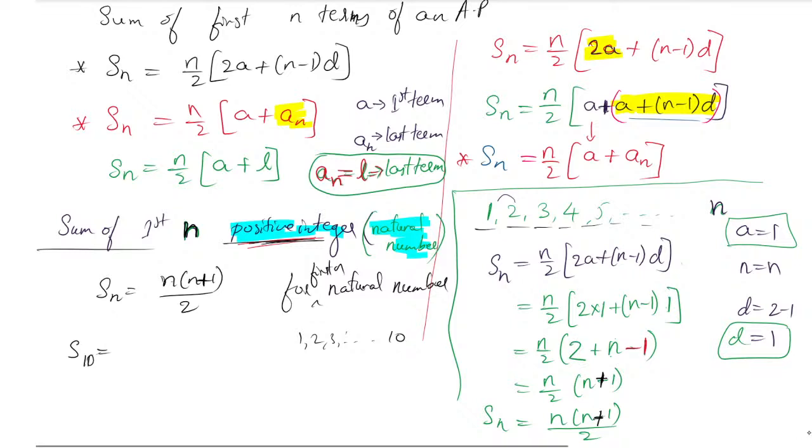So the answer will become 10 into 11 divided by 2, which is nothing but 110 divided by 2, equal to 55. The S10 value will be 55. The answer is 55 because that is a plus: here the greater number is 2 and it is minus 1, 2 minus 1 is plus 1. Yes, the answer is 55. Correct. Make it clear, it is plus, not minus.